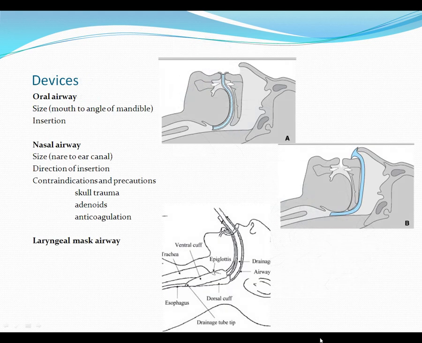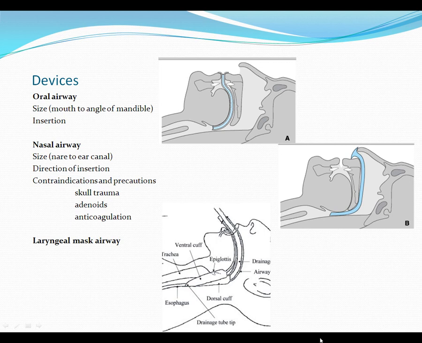And then airway devices. So you've probably been told if you have difficulty ventilating, one of the first things you do is oral airway or potentially a nasal airway. Do you know how to guess what size oral airway to use? Mouth to angle of mandible. You just hold it next to their face and make sure it looks like it's the right size.